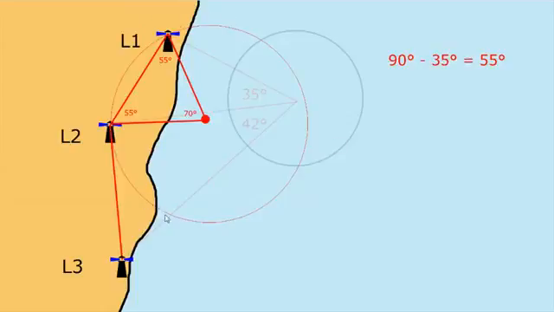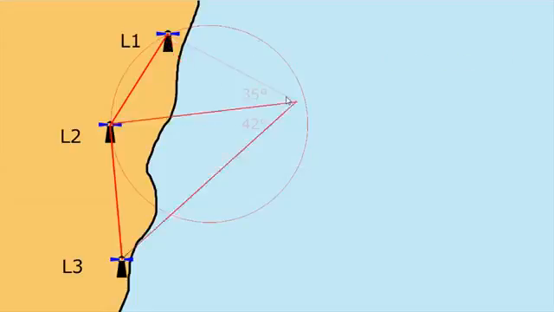Now this line represents all of the positions that could have an angle of 35 degrees to lighthouse 1 and lighthouse 2. If we now look at the second lighthouse and the third lighthouse, we get an angle of 42 degrees. If we do the same calculation, we say 90 degrees minus 42 degrees is 48 degrees.